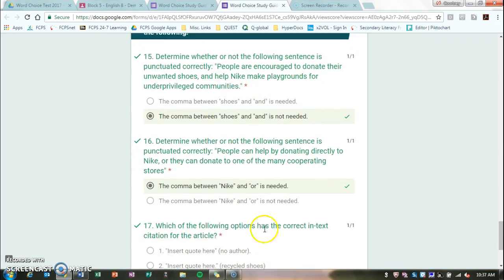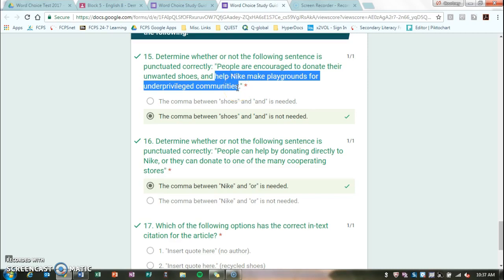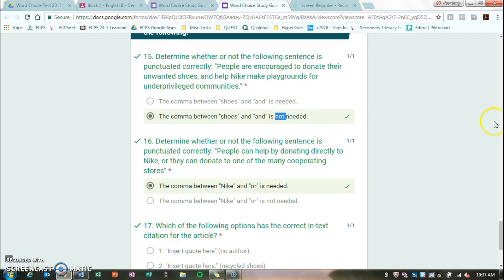Our last questions refer to MLA format and punctuation of fanboys, which we've also worked on. Number 15, you have to look at the sentence and determine if it is punctuated correctly. You want to start with your fanboys, which is and. Look to the left. People are encouraged to donate their unwanted shoes. That is an independent clause. I look to the right. Help Nike make playgrounds for underprivileged communities. This is dependent. I don't know who is helping Nike make playgrounds. So when it's I plus D, you do not need a comma.